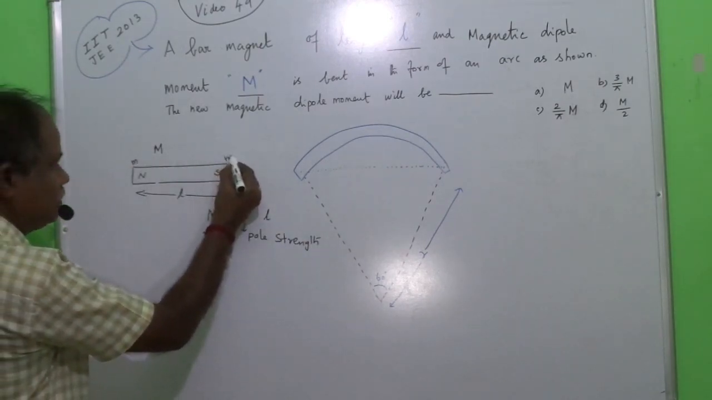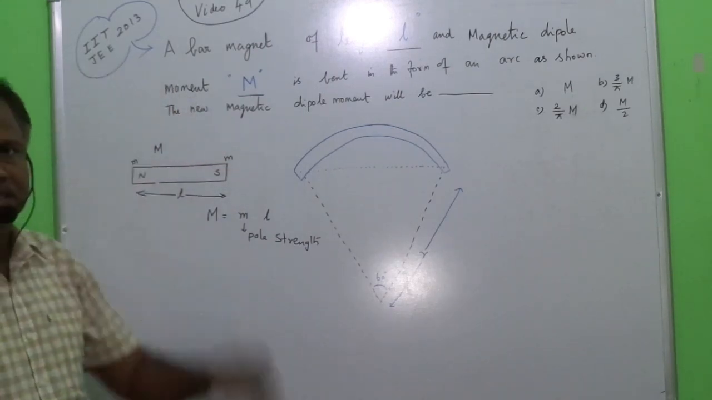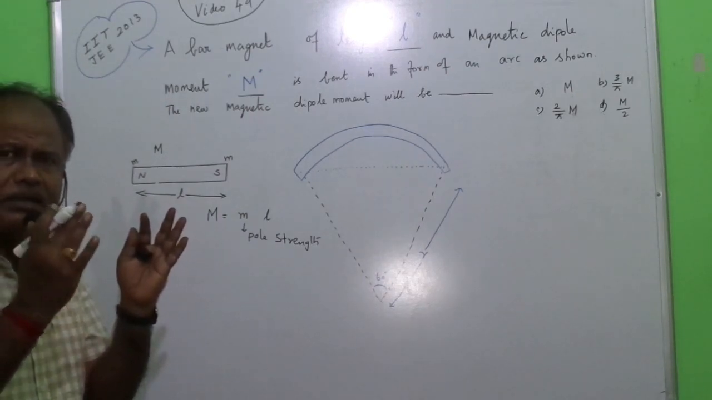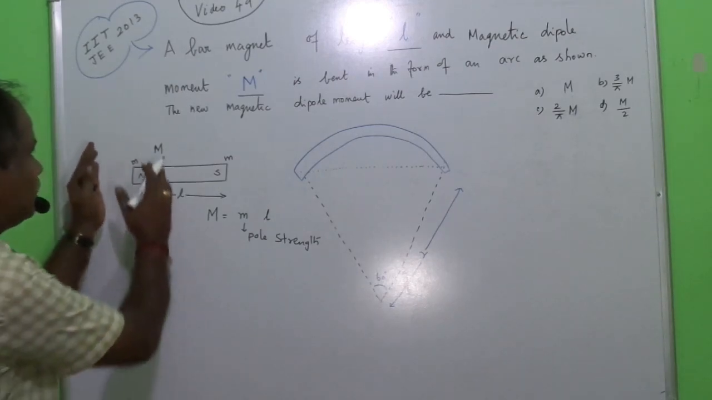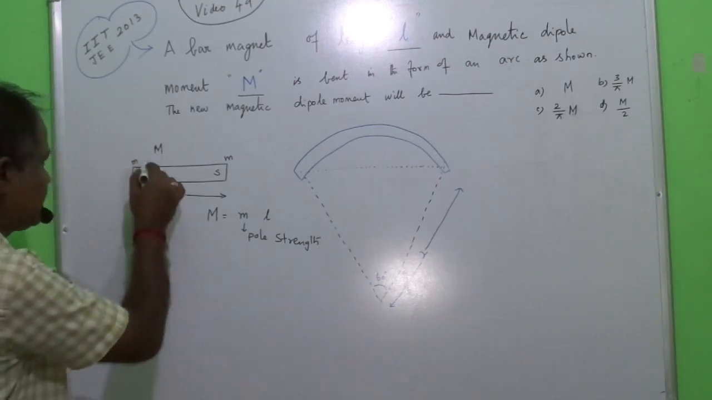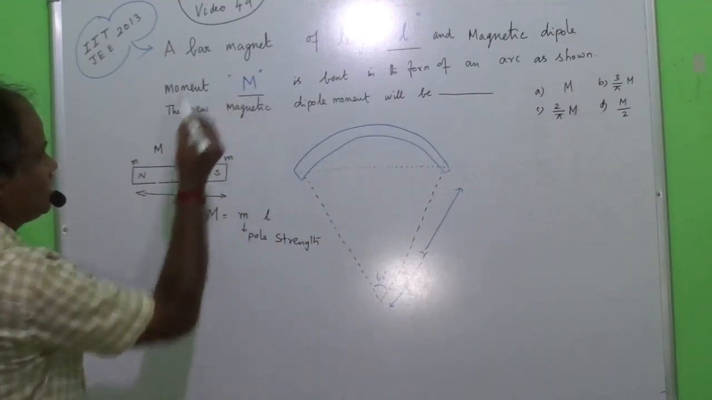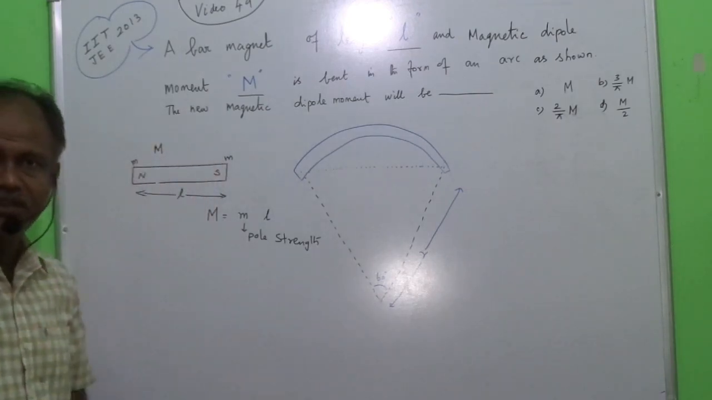If the magnet is uniform, the pole strength is constant. How the magnetic lines of force are concentrated, how the magnetic field is concentrated, is the pole strength. The magnetic dipole moment is capital M, if it is a bar magnet.